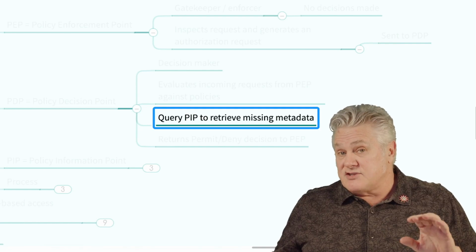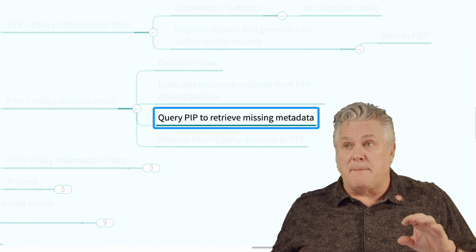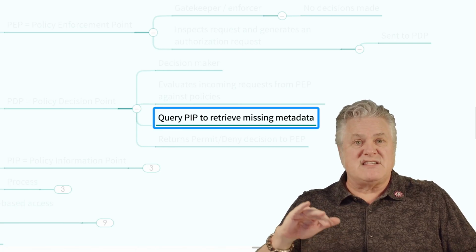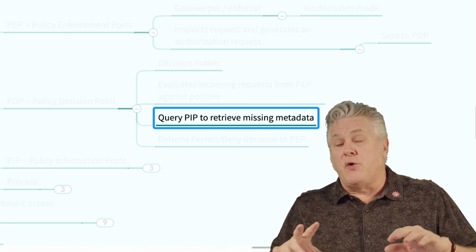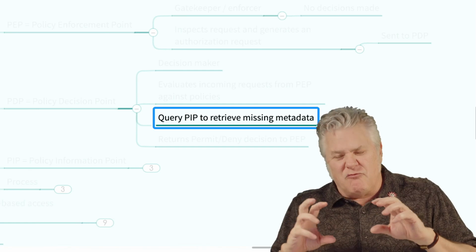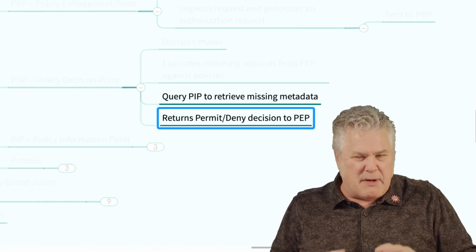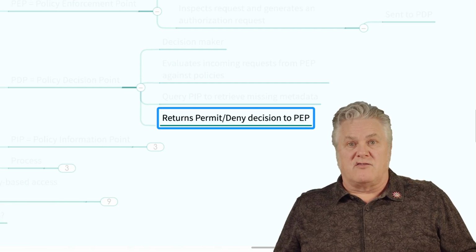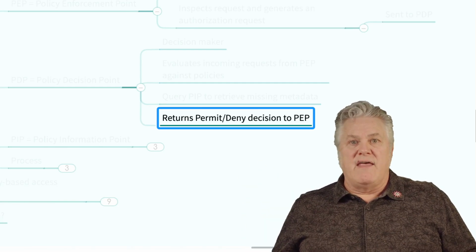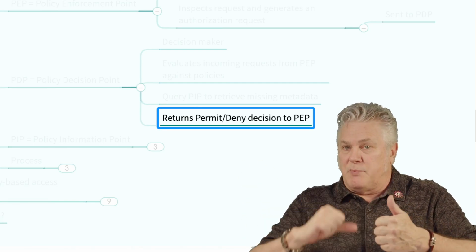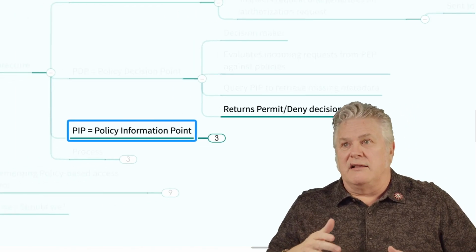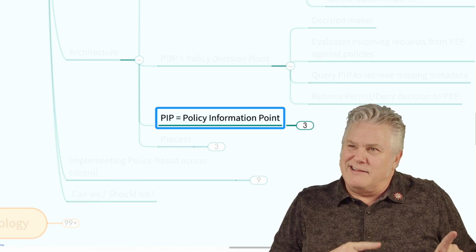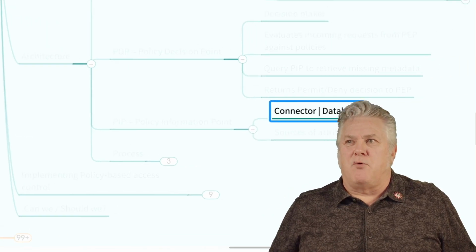They query, sometimes, not all the time, but they query the PIP, which we will talk about in a second, to retrieve missing metadata. They can also query the PIP in a multitude of different ways. Don't worry about that for right now. All they do in the policy decision point is they collect up all that information and they go, it's good, it's bad. He's on the list? Okay, I'll let him in. That's, well, hold on a second. Hadn't gotten in yet.